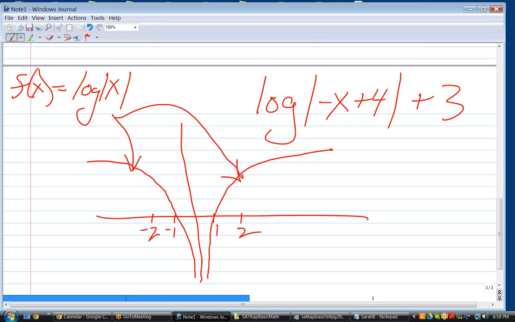Now, the +3 part is pretty easy. We move everything up 3. What's inside the absolute value is a little tricky. We've got a +4, which is a horizontal shift. So let's see if we can graph just this part of it.